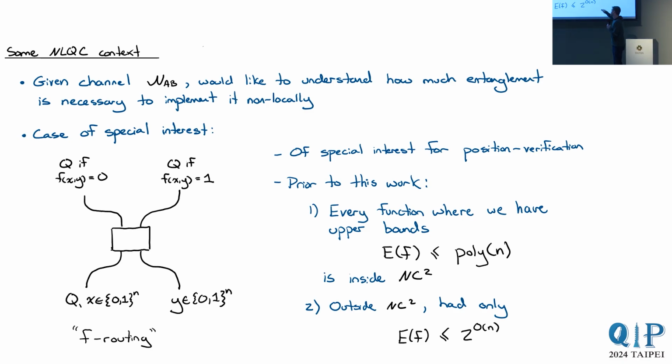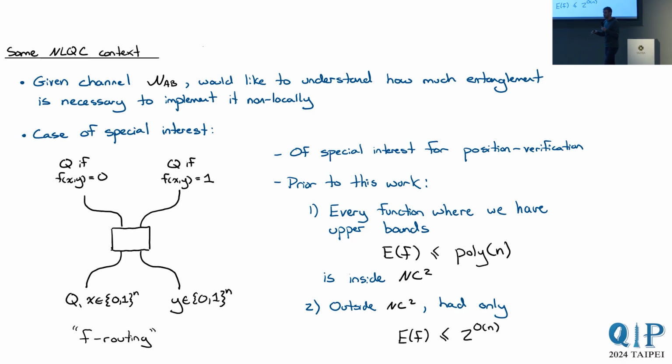I'll give you 2 points that give you the basic lay of the land in terms of what we already know about F-routing as of at least prior to this work. Okay, so the first comment is that for some functions, we know how to do this in non-local form efficiently, i.e. using a polynomial amount of entanglement. And prior to this work, all of those functions which we could implement efficiently were of very low complexity.